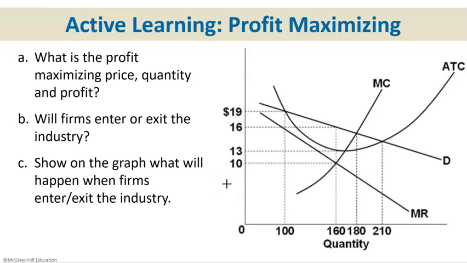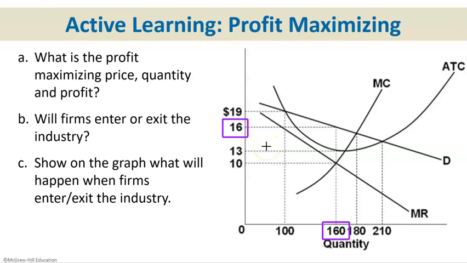Our first step is to find where marginal revenue equals marginal cost. So find those two cost curves and where they intersect. You move straight down, that will give you your quantity. So the quantity is 160. Then you need to move up to the demand curve to find the price. So move along here, that'll give you the price of 16.